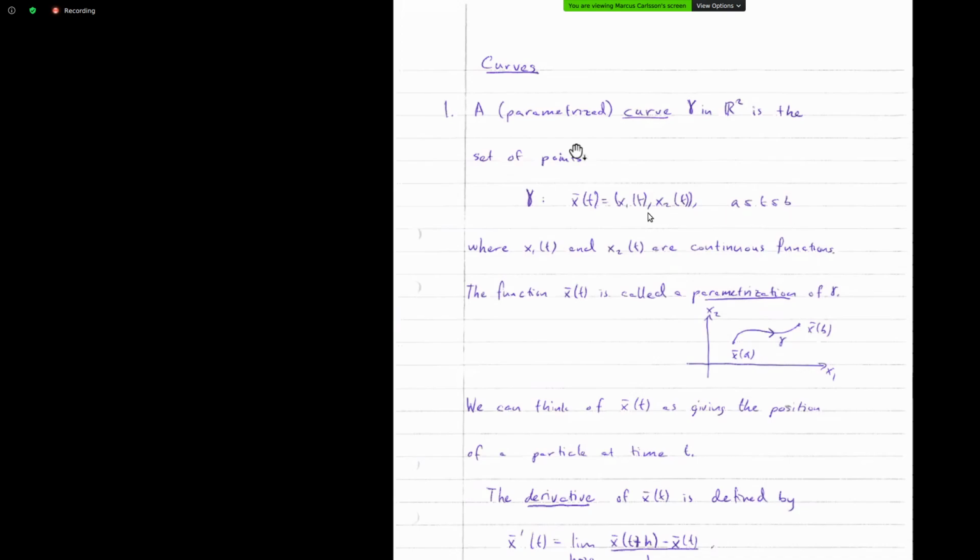Okay, so a parameterized curve gamma. This is the Greek letter gamma. In R2, we start with R2. It's easier than R3, but the theory is completely the same. It's a set. Yeah, so it's a set of points.